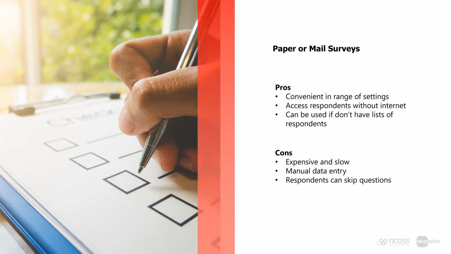Data quality can also be an issue. It's something that you need to be mindful of with paper surveys. Respondents can skip questions. They can put multiple answers for the same question. Sometimes people just don't read the paper survey, and so you do end up losing some of those surveys because of that.